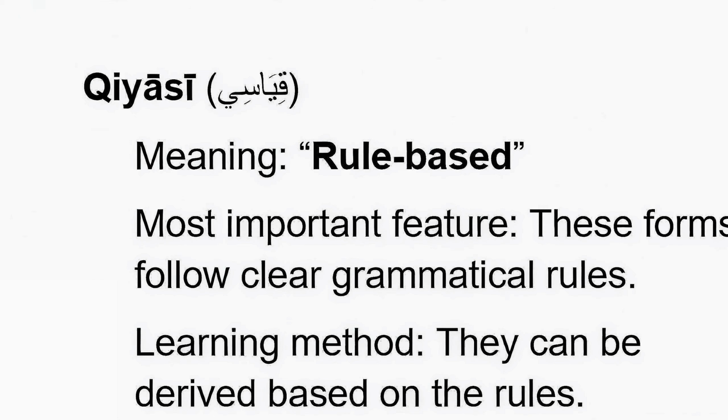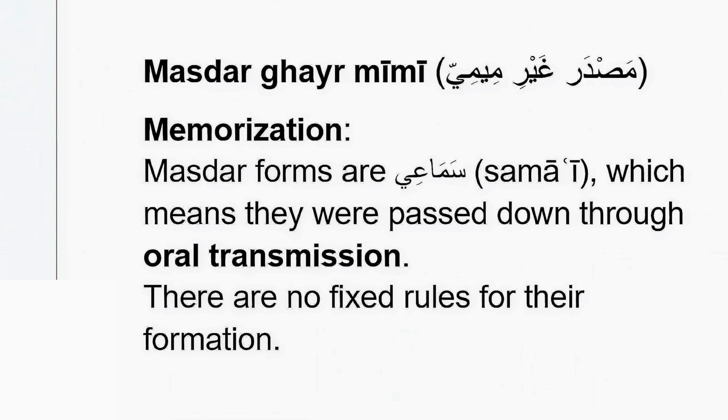23 of the 24 forms you will learn in this book are qiyasi. Masdar غير ميمي, the non-meme masdar, is based on sama'i, meaning it is transmitted orally. These were the first 3 forms in the book al-Emsile.